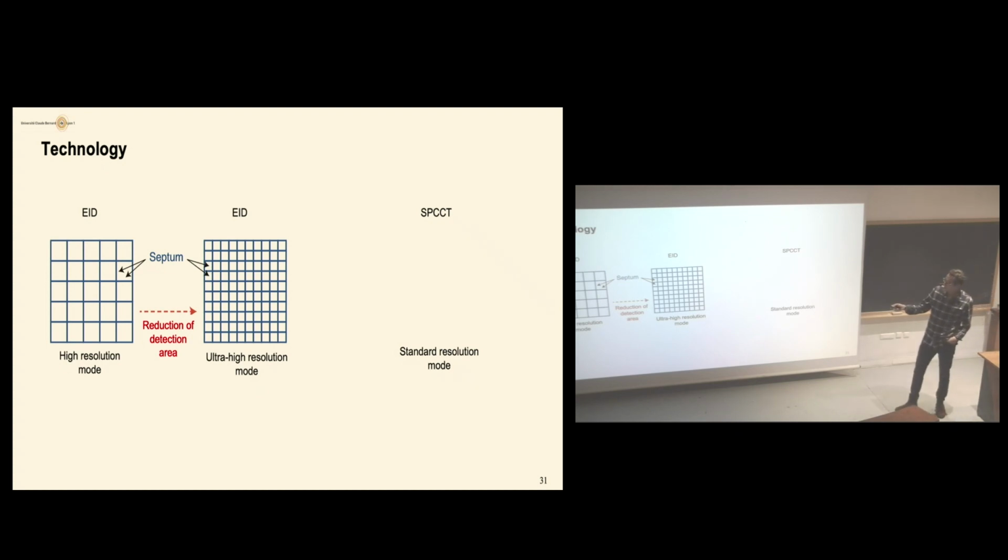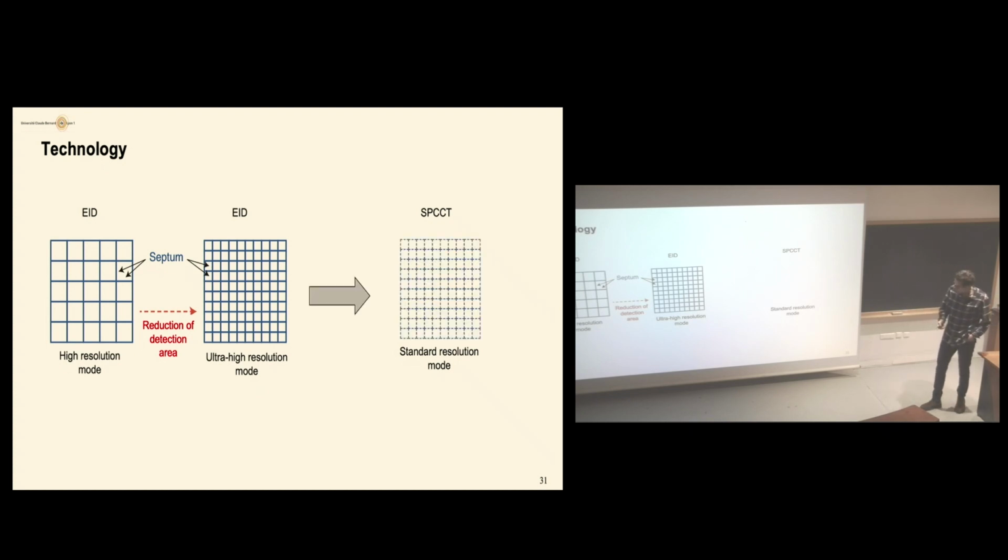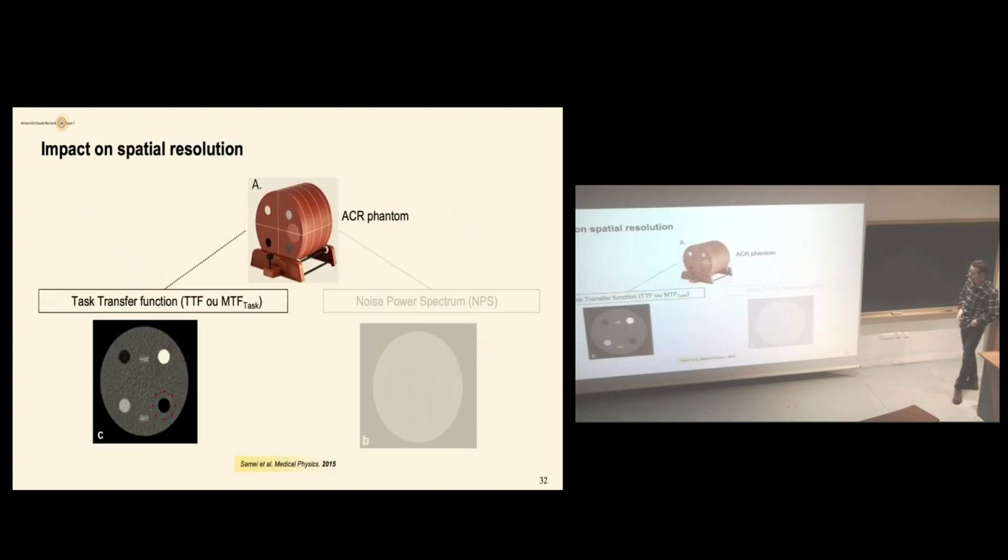You see energy integrated detectors here with standard mode and high resolution mode, where you find the layers between each pixel detector. When you want to increase the spatial resolution of your CT, you have some grid that can split or at least perform a much smaller pixel size, but you still have the septums that are decreasing the spatial resolution. While with SPCT, spectral photon counting CT, you don't need any layer around the pixel detectors, which ends up with a standard resolution mode much higher than ultra high resolution with conventional CT.